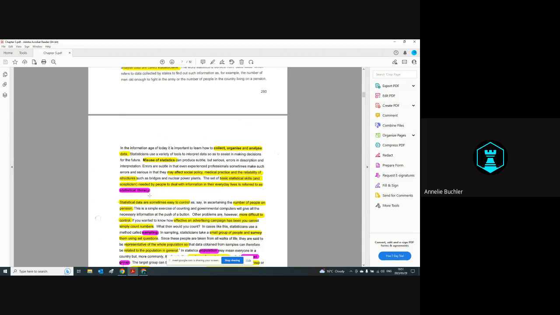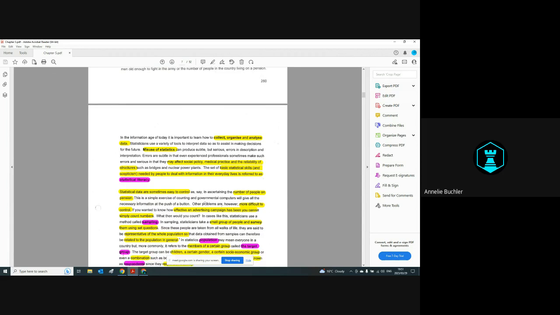Statistical literacy, I marked all the new terms for you and highlighted in pink. Statistical literacy is statistical data that you can control. For example, the number of people on pension, you can control that. You can type a different value in there, okay? There's other measurements that you can't control, okay?